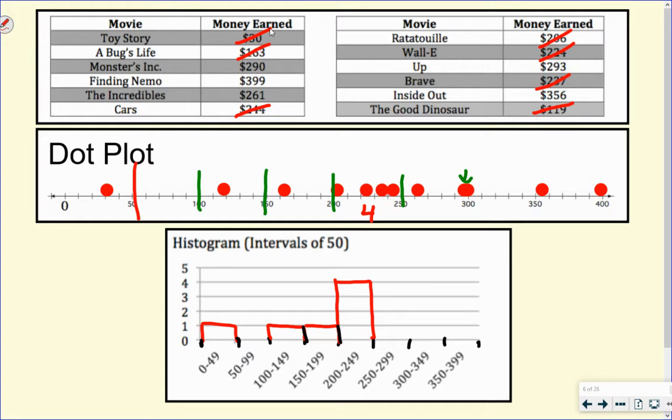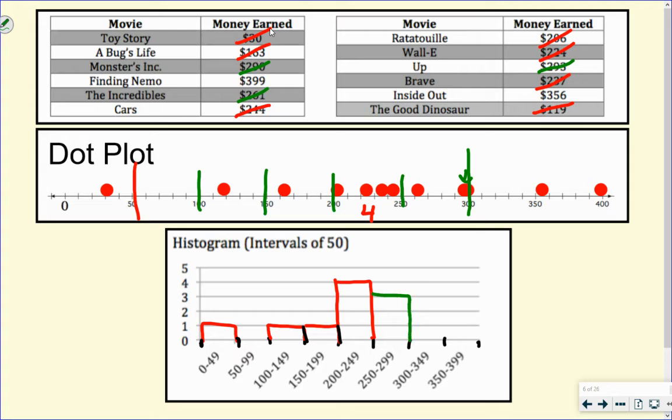Okay, now I'm going to go to 250 to 299, and this is where, if I look here, remember that's kind of questionable. I'm not sure, so I'm going to go up to the data at the top. Okay, so 250 to 299. Well, there is 1, 2, and 3. Okay, so this is 3 dots there.